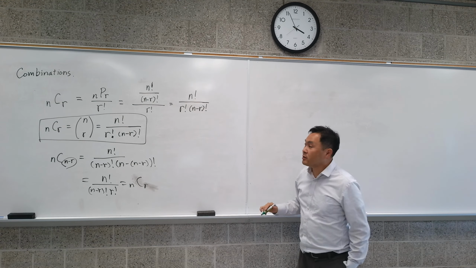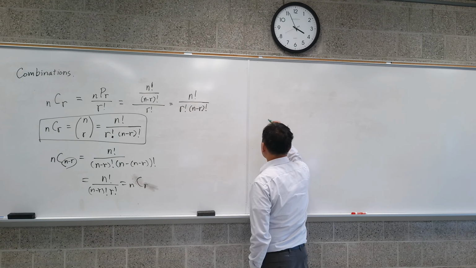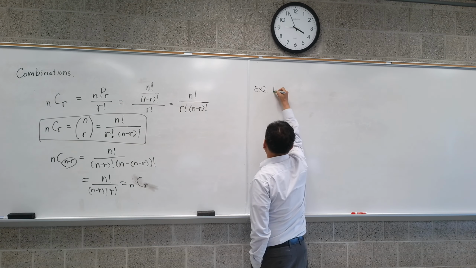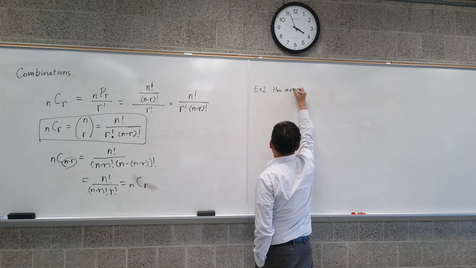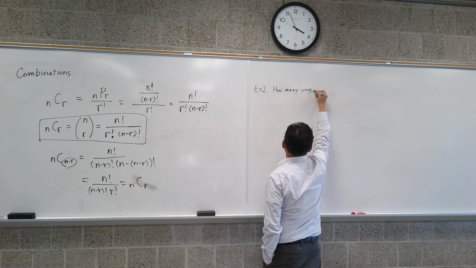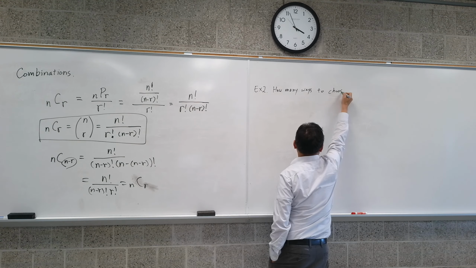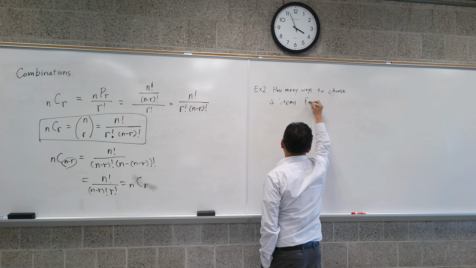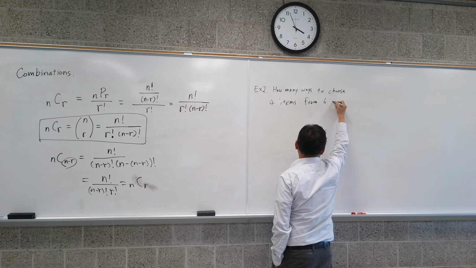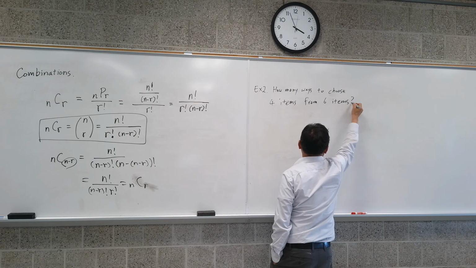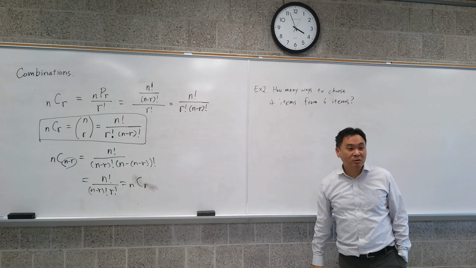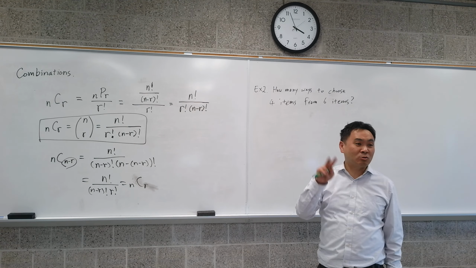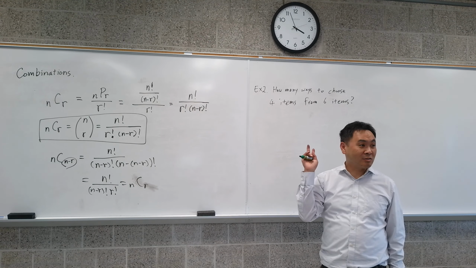Here's how the symmetry works. So example 2, I'm just rewriting the question again. How many ways to choose 4 items from 6 items? So that's the question that we had just now, right? But choosing 4 items is the same as excluding 2 items. Does that make sense? Yeah.